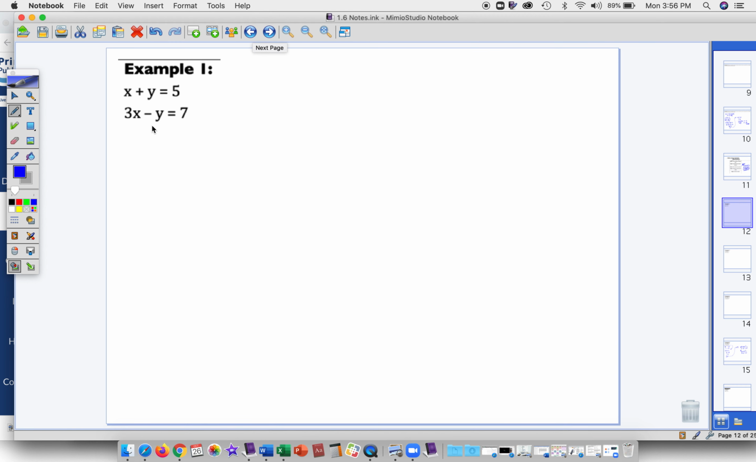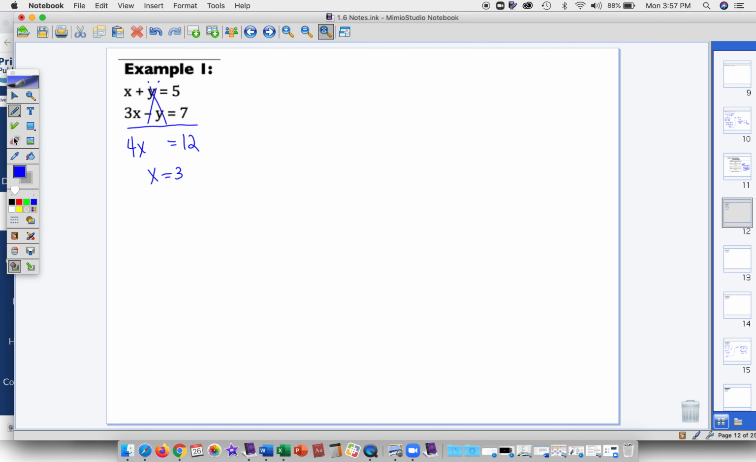So we want to look to see, do we have opposites for coefficients for either of the variables? And here we do for the y's, right? I have a plus 1y and a minus 1y. So if I add these two equations together, plus y minus y cancels each other out. So they drop out of the equation. Adding up x and 3x, I get 4x is equal to 5 plus 7, which is 12. Dividing by 4, I get x equal to 3.